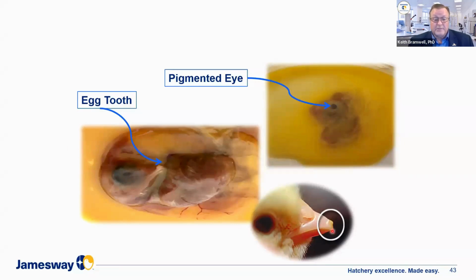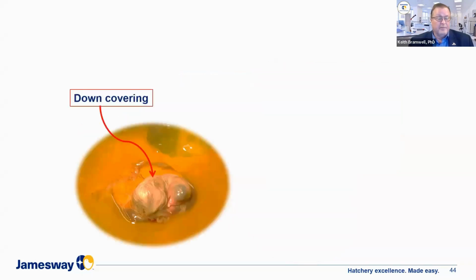Remember what the egg tooth is? It's that little tooth on the end of the beak that they use to hatch, to get through the shell. It allows them to break through the internal membrane into the air cell, and then they peck through the shell itself to get out. But this is prominent by the 8th day. After they hatch, it's gone. It has one function, one purpose: to hatch. Once they're done hatching, they don't need it anymore.